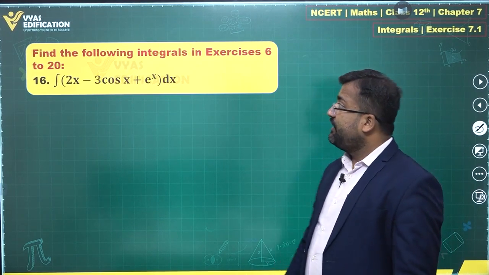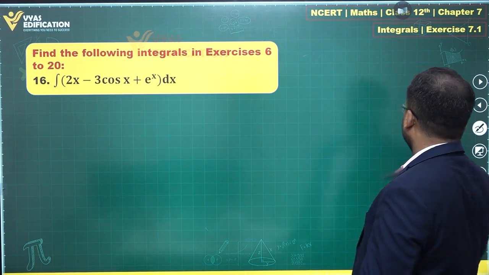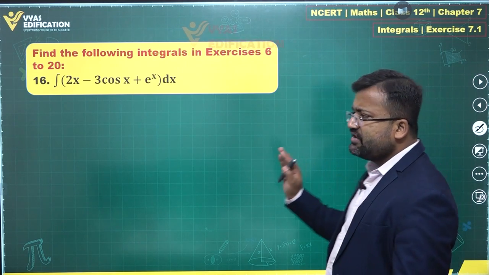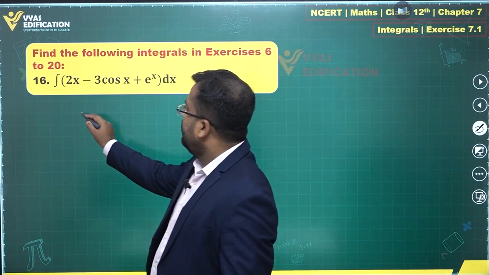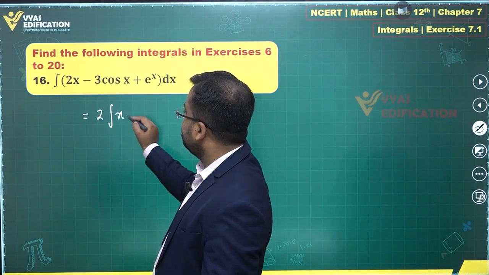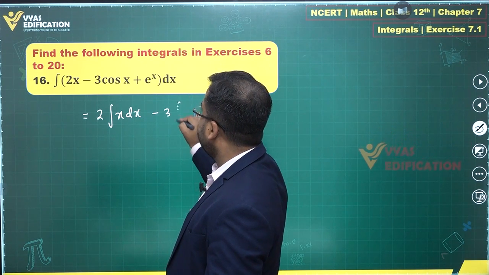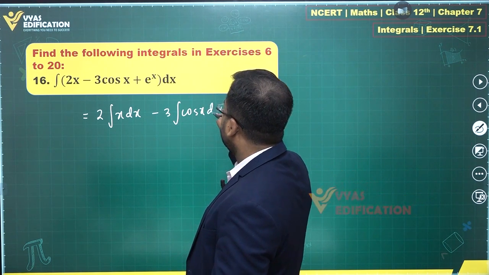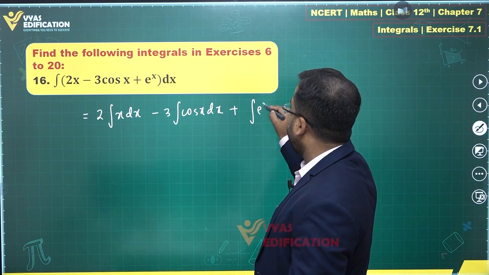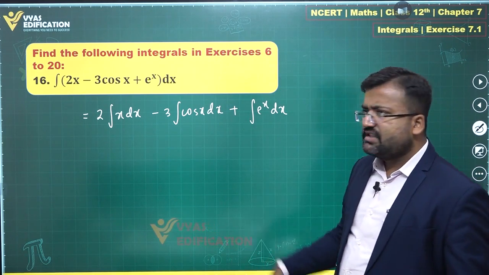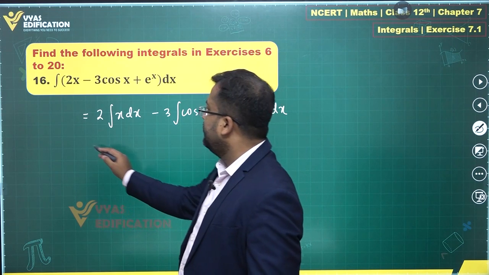In the 16th question, we have 2x minus 3 cos x plus e^x. Different types of functions, but each of them is very simple, right? We can separate this into three different integrals: 2 times the integral of x dx, minus 3 times the integral of cos x dx, plus the integral of e^x dx.